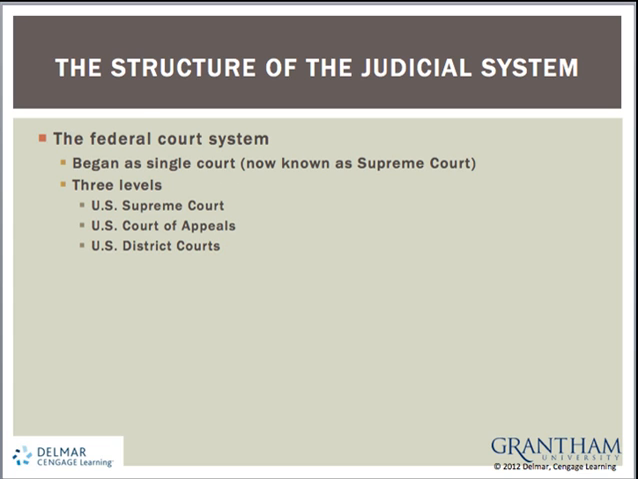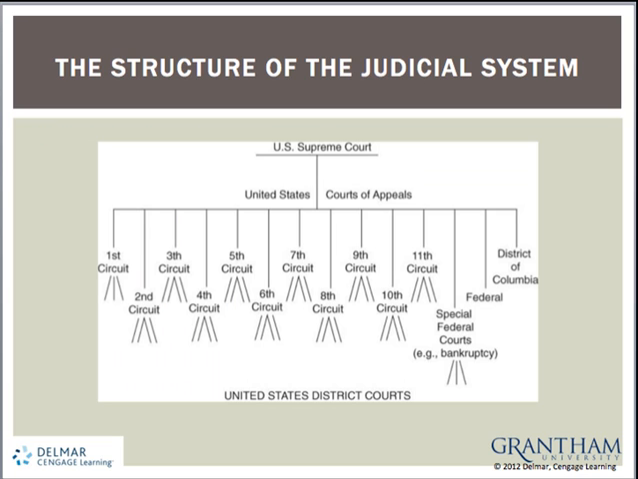As you can see with this slide, the federal court system started with a single court, which is now known as the U.S. Supreme Court. Over time, Congress added several courts to the federal judicial branch. Currently, the federal court system comprises 3 levels, each of which functions totally independent of the state court systems, just as each state judicial branch functions independent of the other states. This chart memorializes the relationship between these levels of courts.